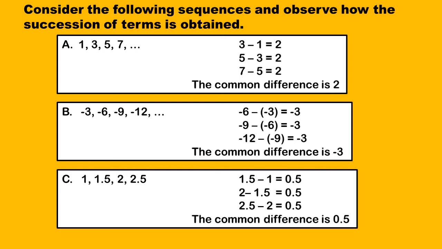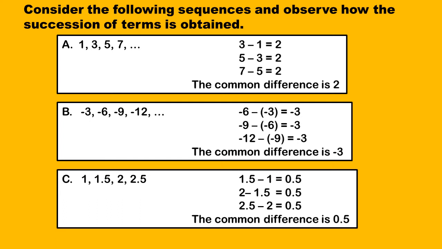Our sequence in letter C is 1, 1.5, 2, 2.5. All we need to do is to subtract a term by its preceding term. So 1.5 minus 1 is 0.5, 2 minus 1.5 is 0.5, 2.5 minus 2 is 0.5. So the common difference is 0.5.